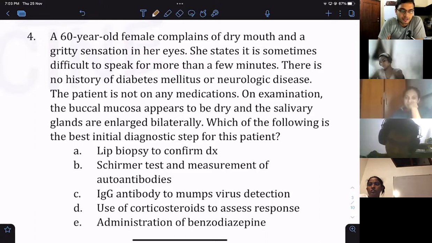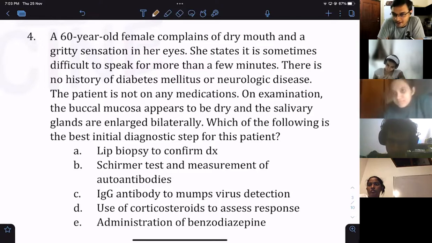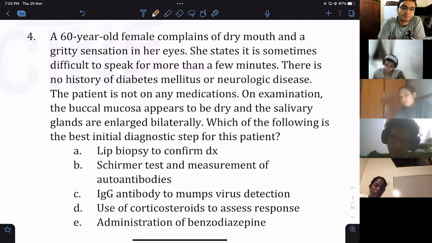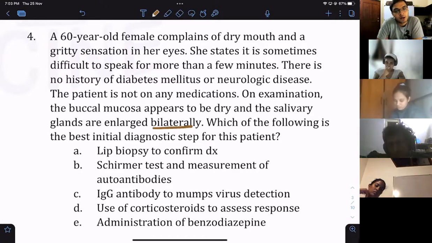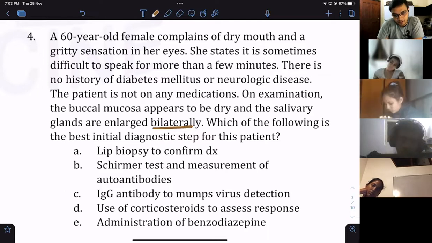Or no neurologic disease. The patient is not on any medications. That is what they're trying to tell you. He's not on any anticholinergics, basically, right? On examination, the buccal mucosa appears to be dry and the salivary glands are enlarged bilaterally, right? Which of the following is the best initial diagnostic step, right?